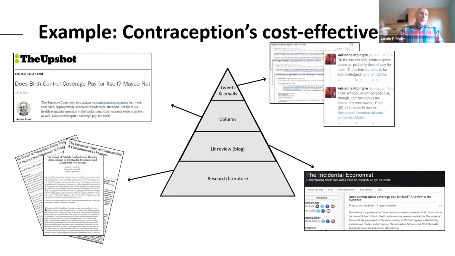And the other key point about this is that one can trace back through each email, each tweet, back to the column, back to the literature review, back to the original articles. You can link back all the way through, and provided those articles aren't behind a paywall, which often they are, but if they're not, anybody can access all of the details.